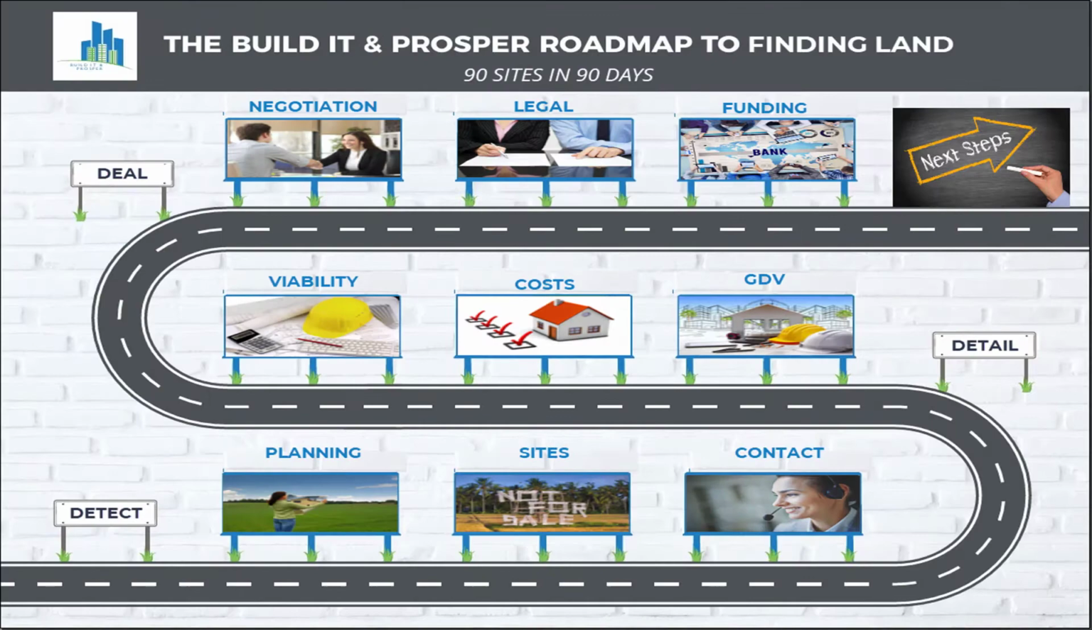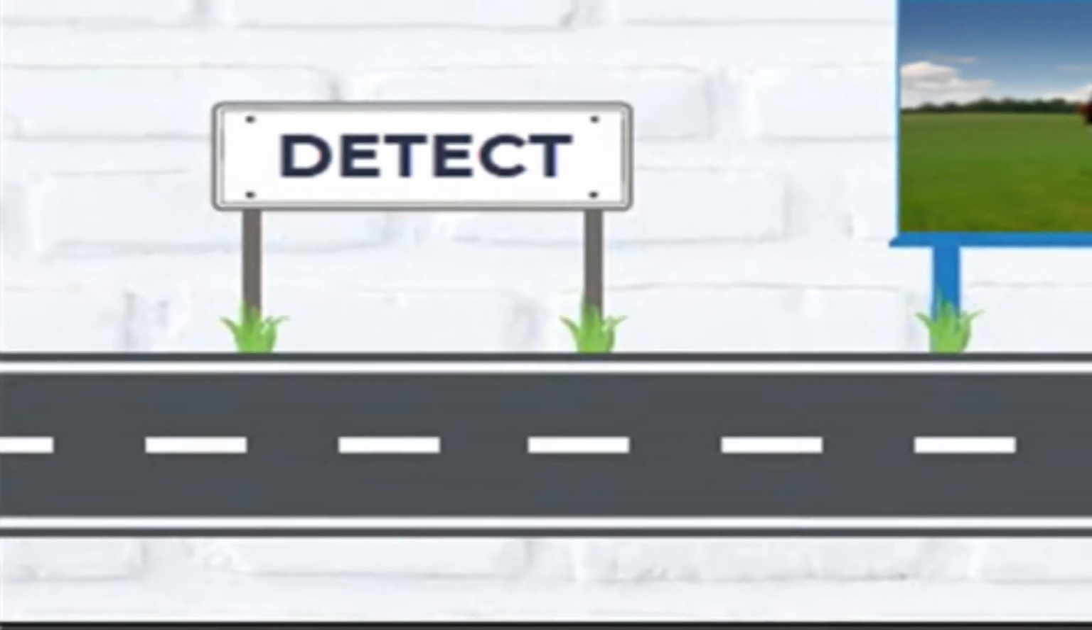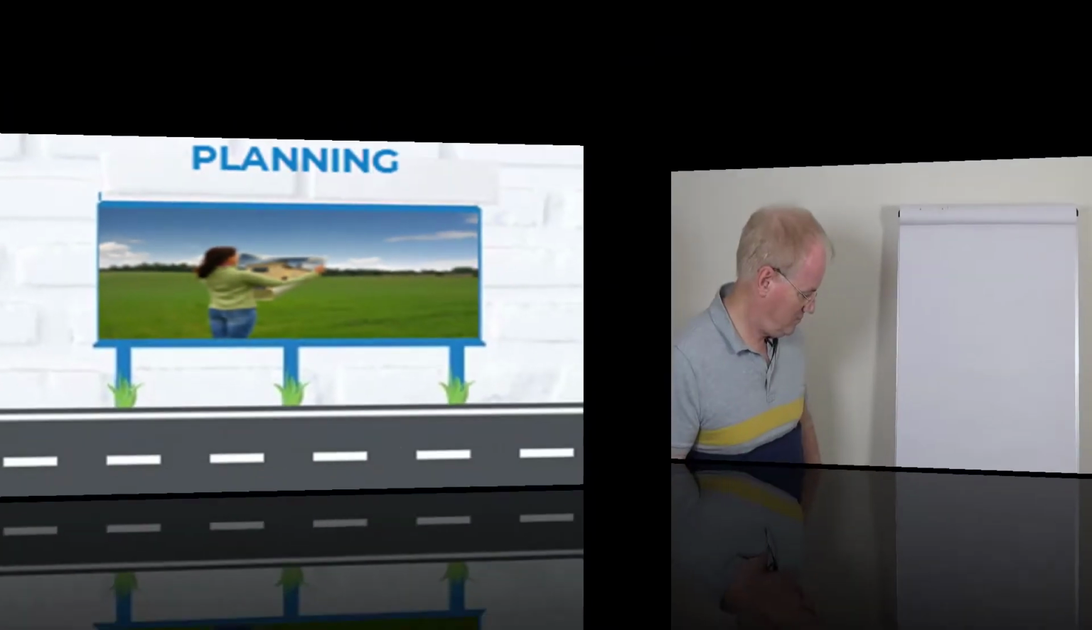For context, we are in the detect phase and the planning stage. So let's look at the first type of planning application. That's the Preapp. Now, just a word of caution on this. Not every council offers it. There is often a fee for it.